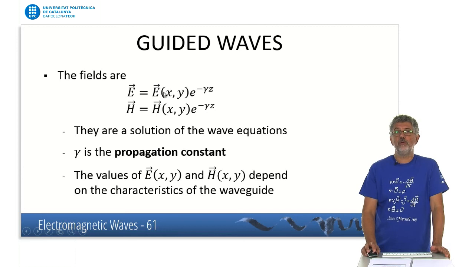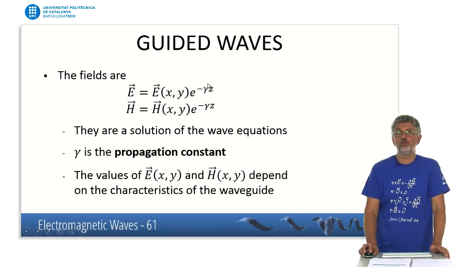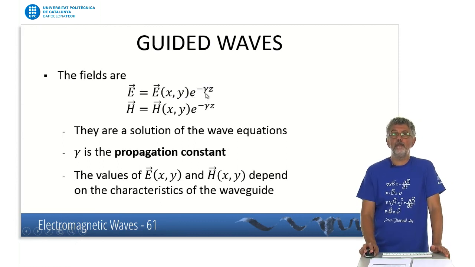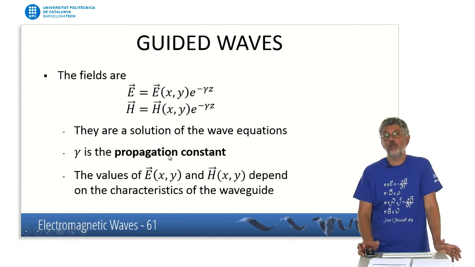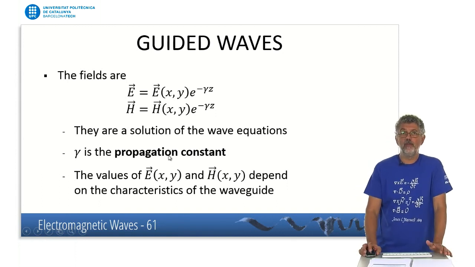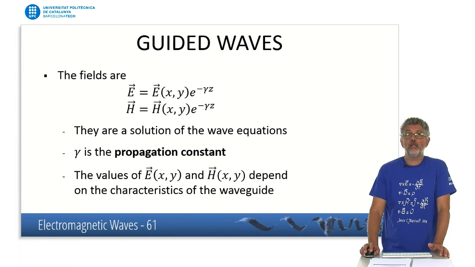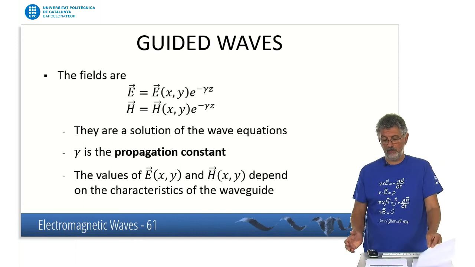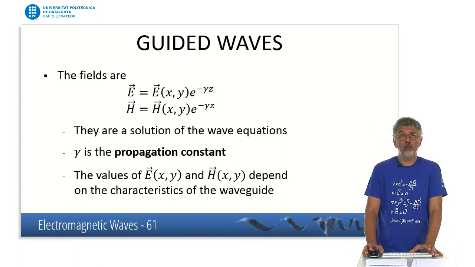We have a certain field distribution that will change along the x and y axis, and we have a wave propagating along the z-axis. And then the solution for the z-dependence is given by this, where gamma is the propagation constant, something that now we don't know its value. And the specific values of that field along the x and y coordinates will depend on the characteristics of the waveguide, its shape, the materials for which it's made, and so on.